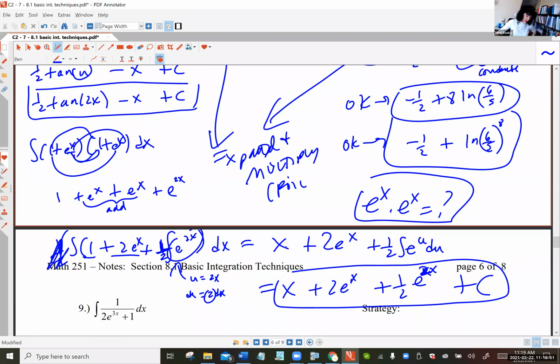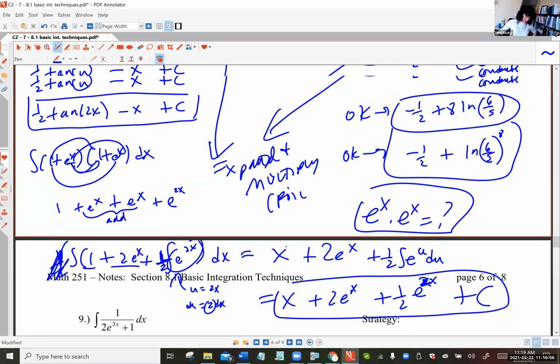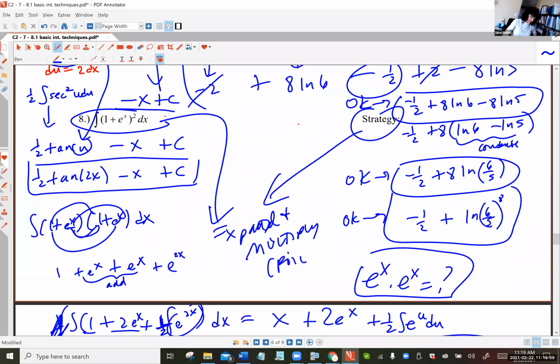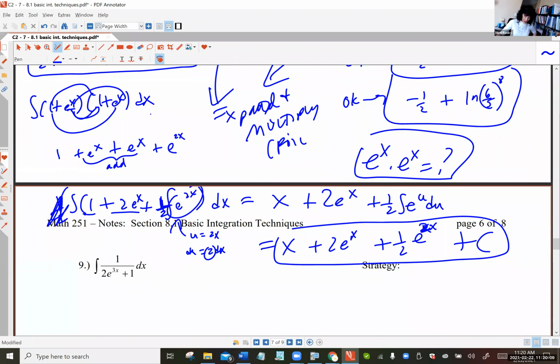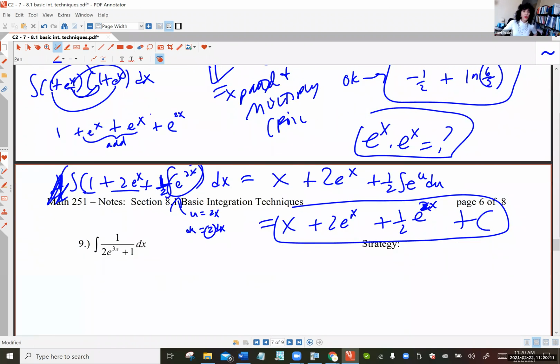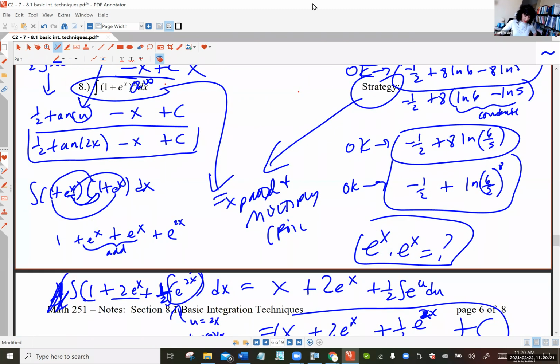Now, if that power had been like something crazy, like, I don't know, let's say instead of 2, what if it were 200? You wouldn't want to do this problem. That's when you would go get a computer system and say, screw it. Okay? You wouldn't even want to go there. You don't want to foil something out like that. That'd be nuts. Okay, any questions on that one? Everybody okay? You guys alive? Yep. Am I losing you?